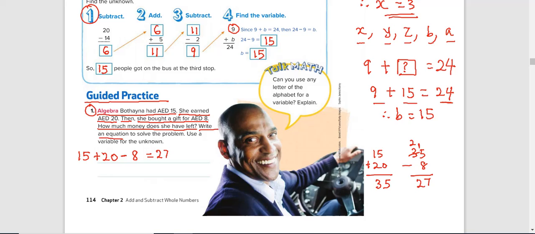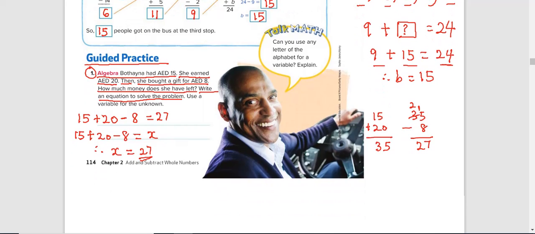Write an equation to solve the problem. Easily you can just put 15 plus 20 minus 8 is equals to a variable, you don't know it yet. So if I use x, for example, at the end of the day we've gotten x to be equals to 27.